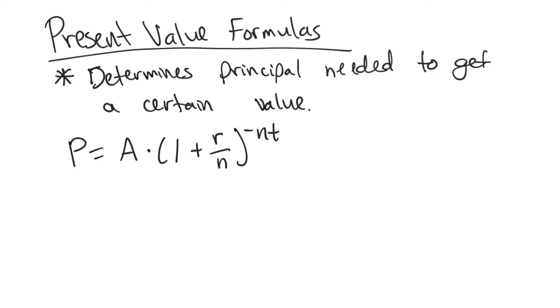All right, sometimes we may not have the principal, but we have what we call a present value. So we don't have our principal, but what principal would we need to put into our account in order to have $500 2 years later? To determine the principal needed to get a certain value, we use a different formula: P equals A times 1 plus R over N raised to the negative NT. So you use this when you don't have the principal and you're trying to find the principal.